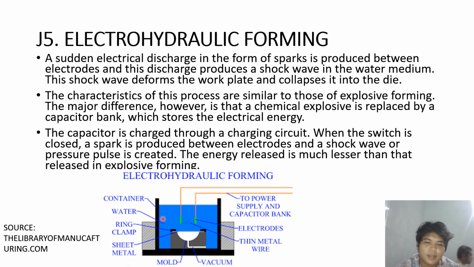Okay, this is the cathode, the electrodes. Because of the connection between these two, it causes a pulse or shock wave because of the electrical energy. It pushes the workpiece into the die cavity. The vacuum is used to make the cavity empty of air, so it's easier to push it.